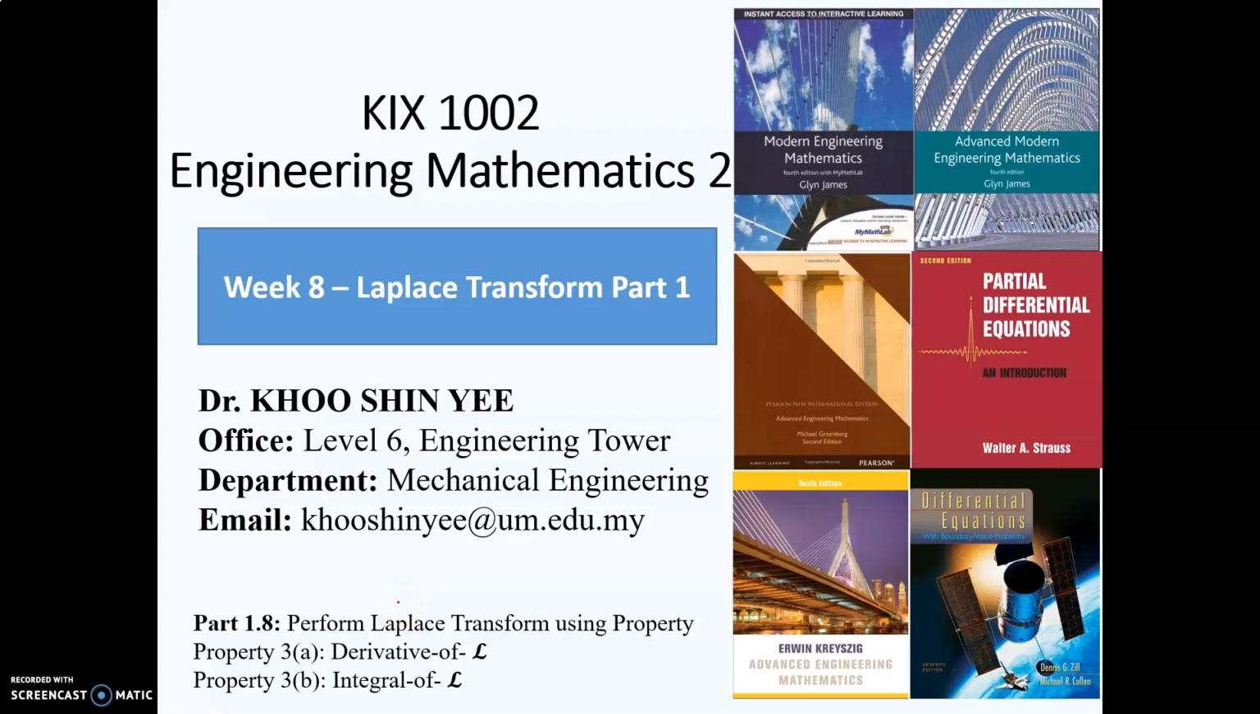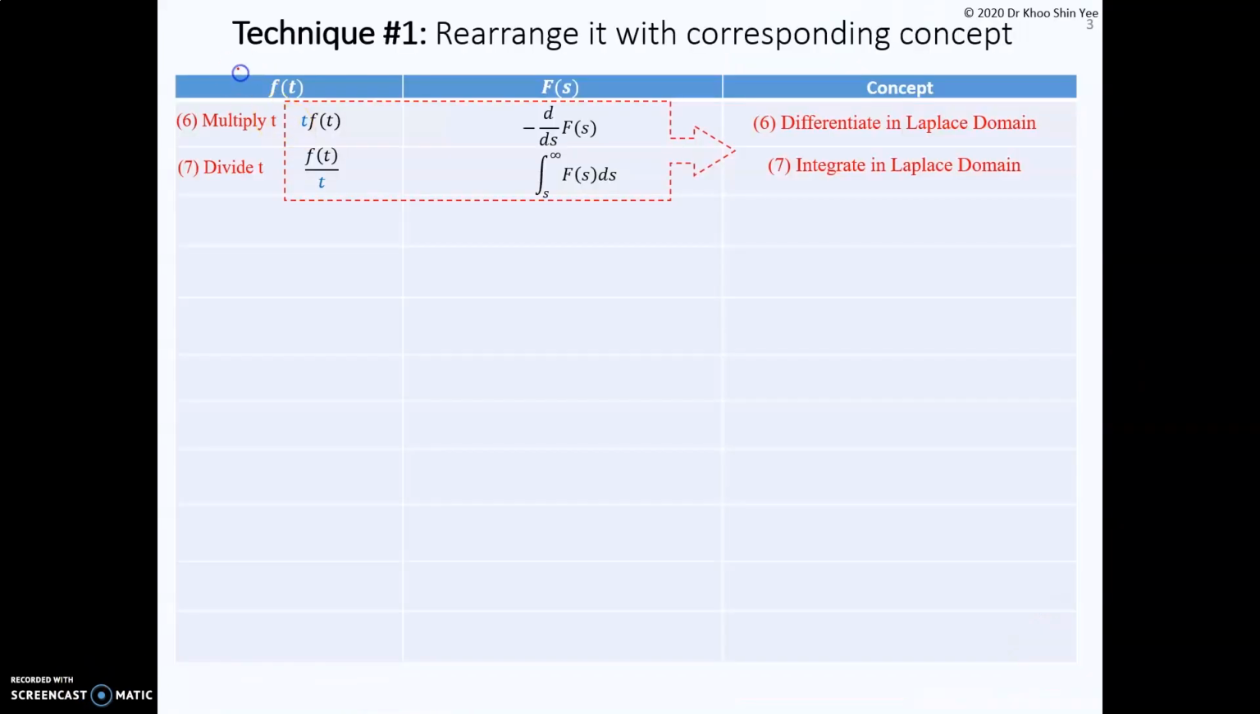Hi, in this video, we will learn how to perform the Laplace transform by using property 3, which is the derivative and also the integral of Laplace transform. We know that when we perform the Laplace transform for f(t), you will get F(x). What if you multiply by t and then perform the Laplace transform? You will find that when you multiply by t here, in the Laplace domain, you will need to differentiate it with respect to x, and then you have to take the negative.